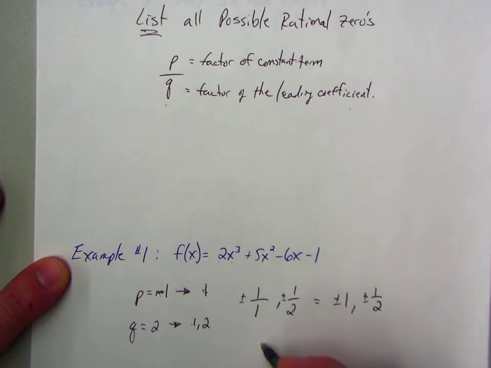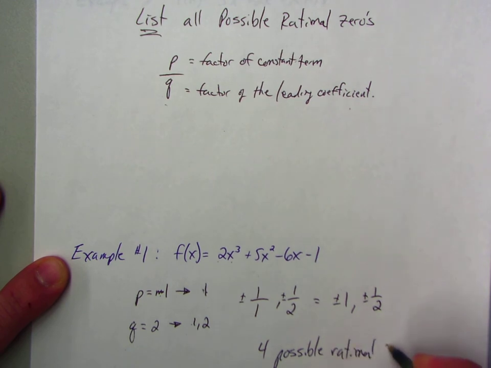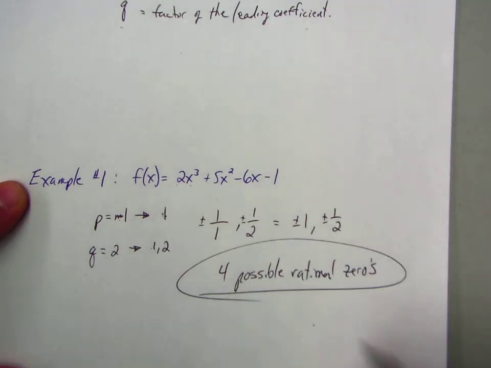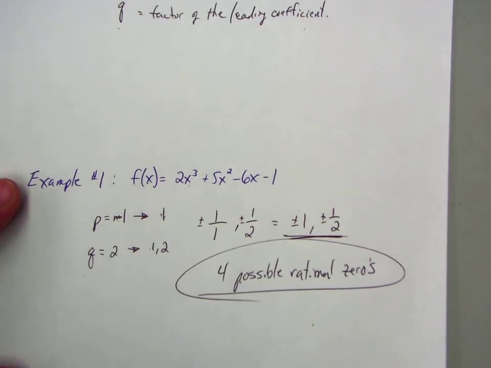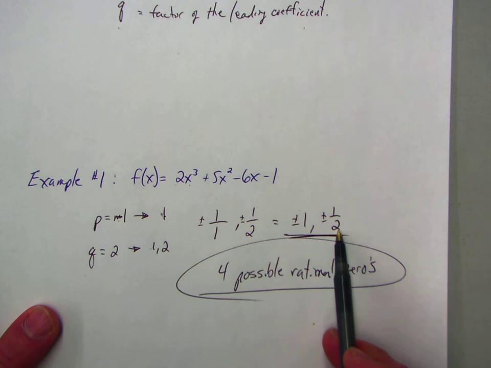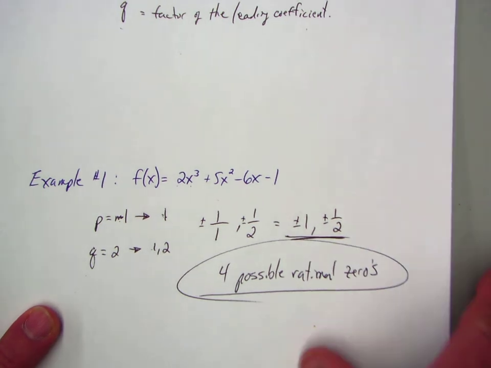So there are 4 possible rational roots, or zeros, and they're right here. That's all I want you to be able to do, just be able to list them. And I listed them right here. There's 4 of them. Let's look at another example.